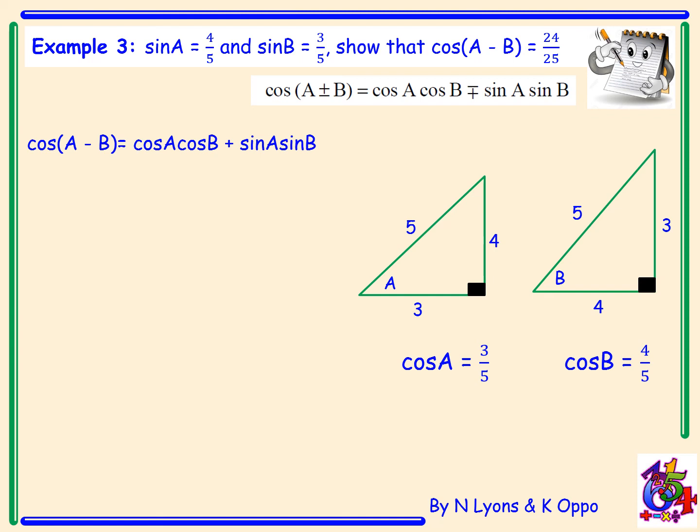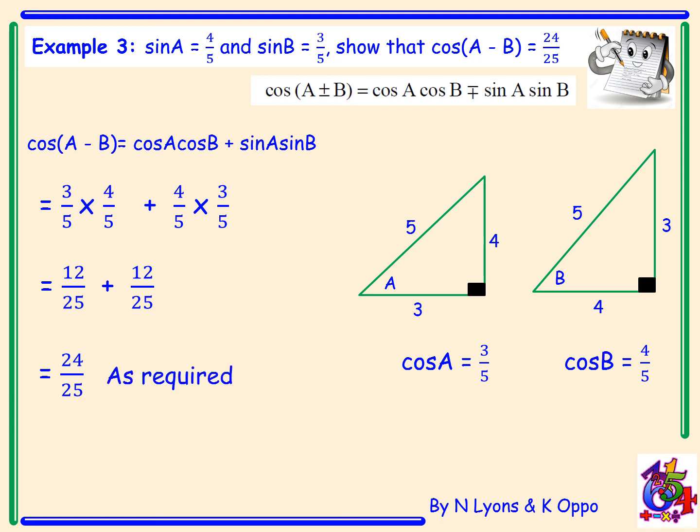From there, we put this into our expansion. So cos A times cos B is going to be 3/5 times 4/5. And we're going to add on sin A times sin B, which is 4/5 times 3/5. Multiplying the fractions together, we'll have 12 over 25 plus 12 over 25, which gives a final answer of 24 over 25, as required.